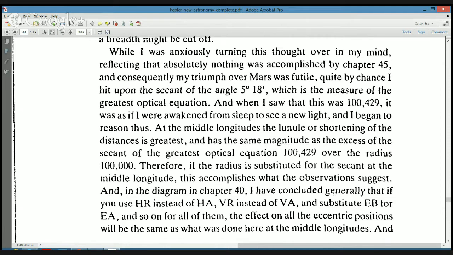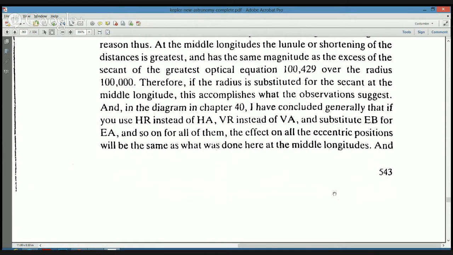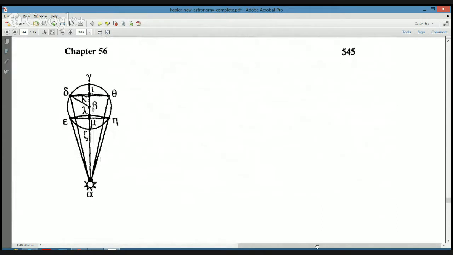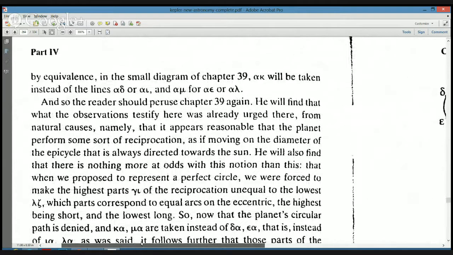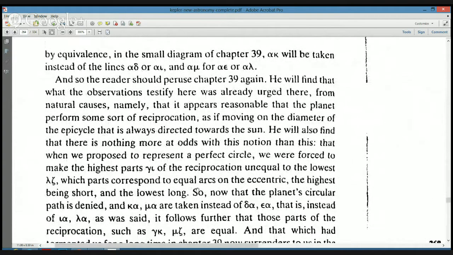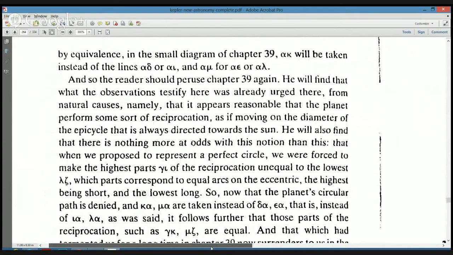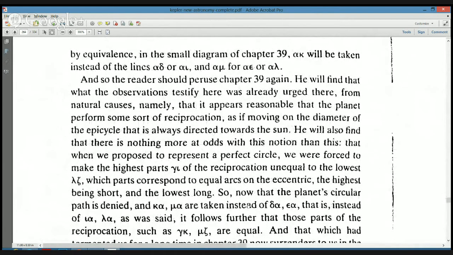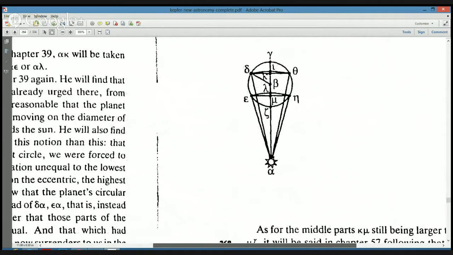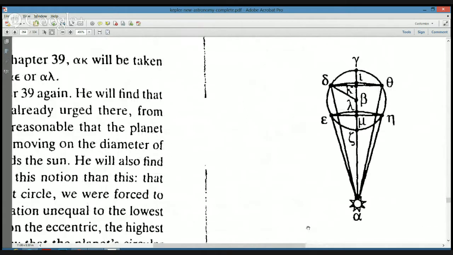And by equivalence, in the small diagram of chapter 39, alpha chi will be taken instead of the lines alpha delta or alpha iota, and alpha mu or alpha epsilon, epsilon or alpha lambda. Let's take a look at that picture. I would like you to read the next paragraph, but first let's take a look at the picture.